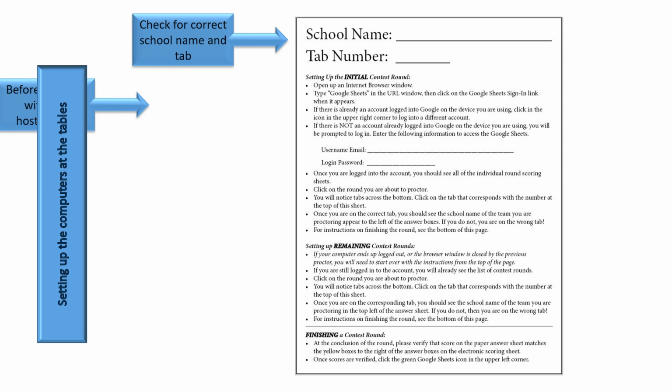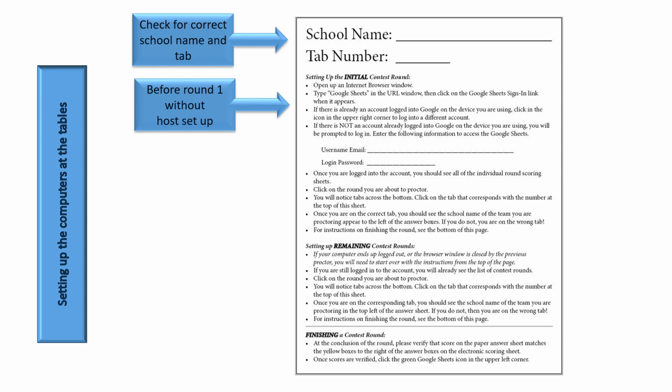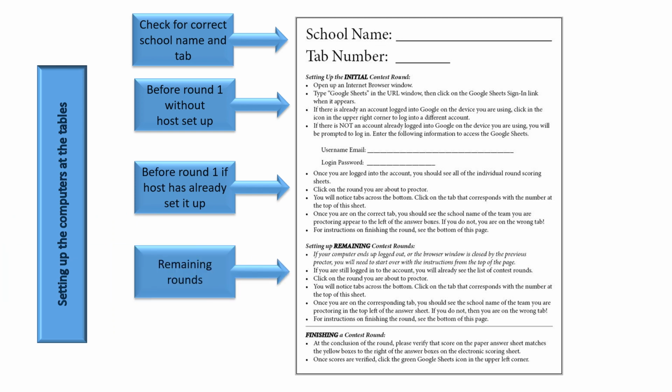So check for the correct school name and tab. Before round one, if the host doesn't set it up, you'll need to follow those directions. Before round one, if the host has already set it up, you can start the directions there. And then if you are not the first round, all the remaining rounds have these directions. So your school name, tab number, the user email you need, and the login password, and then continue on.